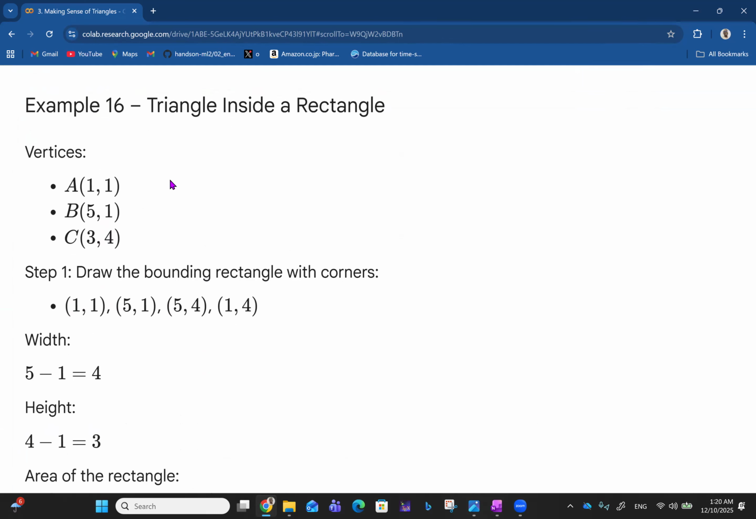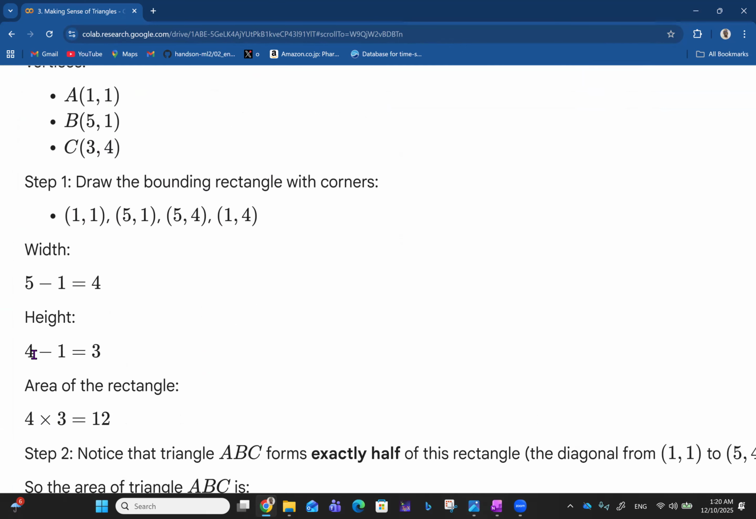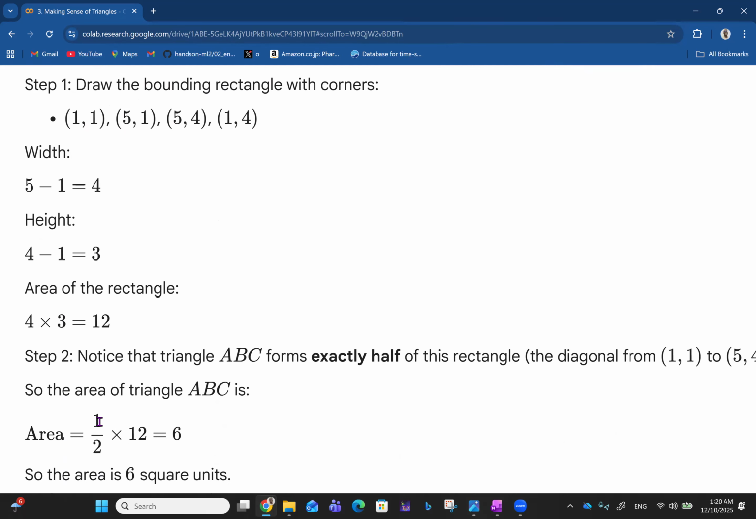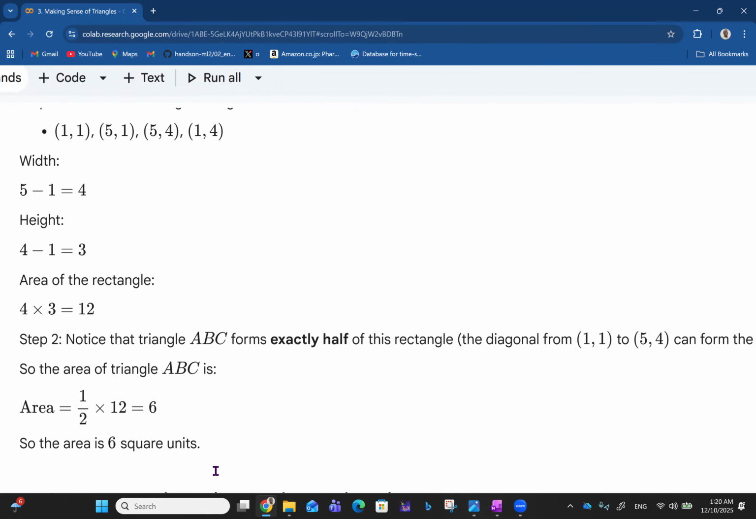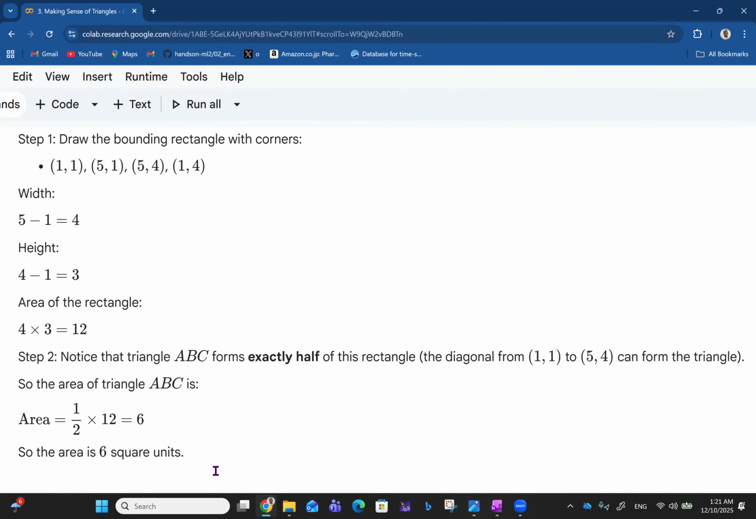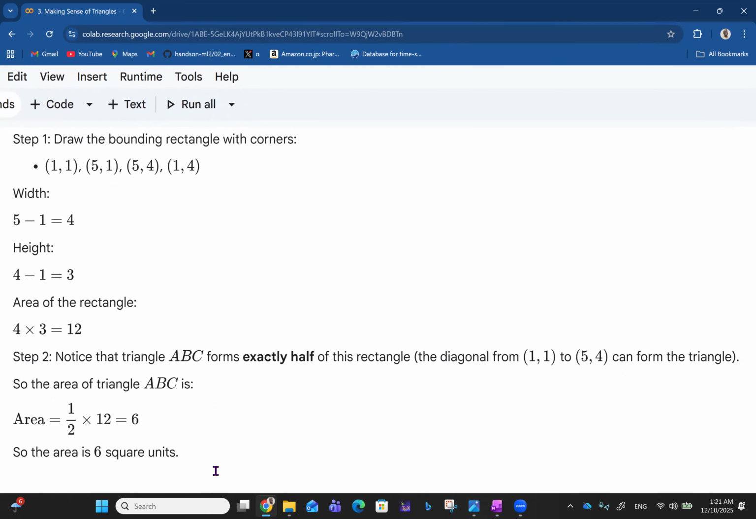So if you have vertices (1, 1), (5, 1), (3, 4), draw the bounding rectangle with corners (1, 1), (5, 1), (5, 4), and (1, 4). Okay. So you have the width to be 5 minus 1, which is 4. The height is 4 minus 1, which is 3. So the area of the rectangle is 4 times 3, 12. So half of that is going to give the area of the triangle, because we also saw that a rectangle can be divided into two right angle triangles.